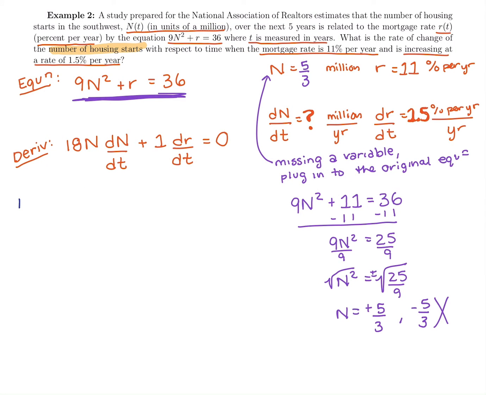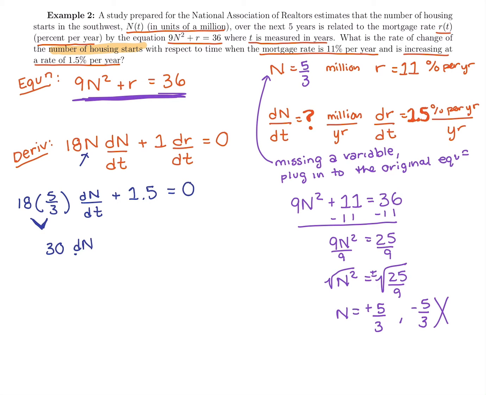So I'm going to plug in 18 times, replacing n with that 5/3, times dn/dt, that's what we're solving for. It's going to be in millions of housing starts per year. Plus, on the other side, we have 1 times dr/dt, which is 1 times 1.5, or 1.5. I can multiply these two numbers together. So 18 times 5/3 is going to be 30.